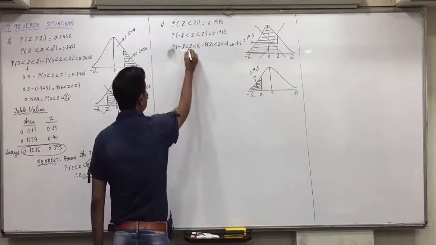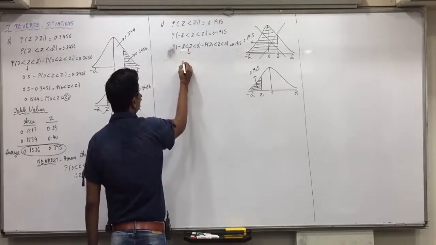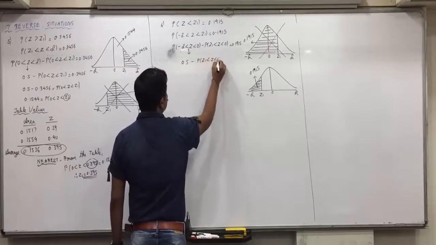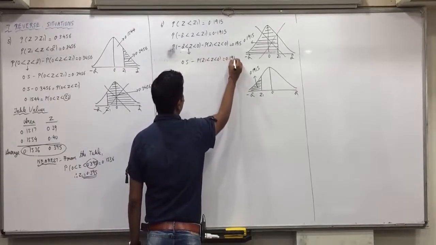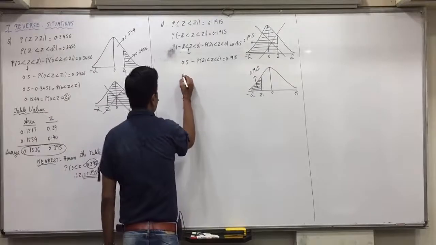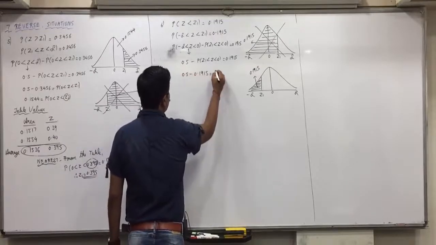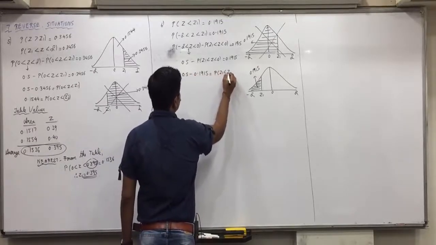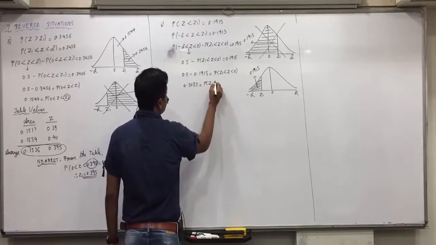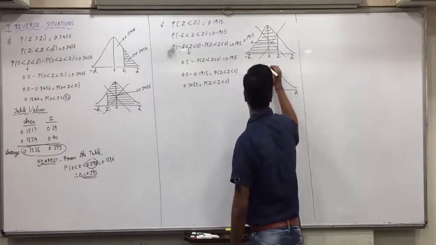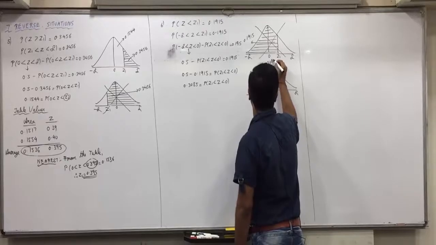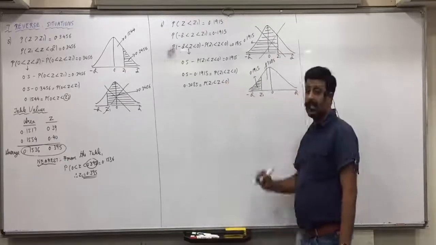Now we know that minus infinity to 0 is 0.5. Minus z1 less than z less than 0 is 0.1915. Now doing 0.1915 on the left side it becomes minus, on the right side it becomes plus, 0.3085 will be this shaded region.